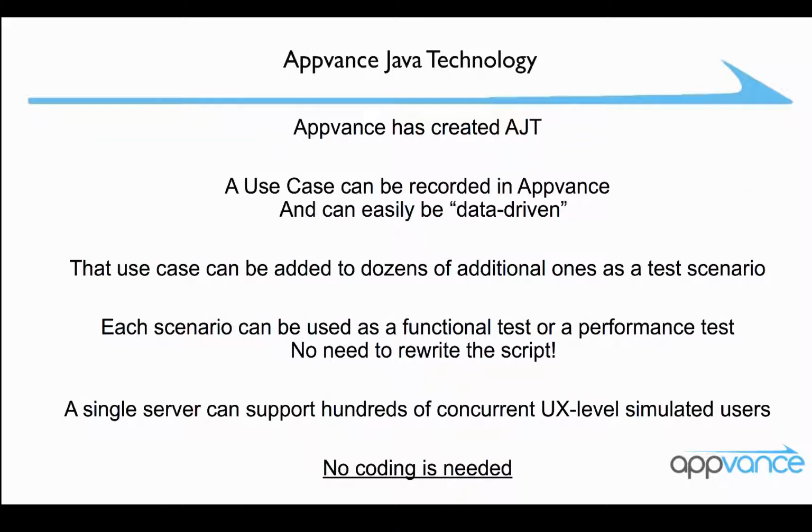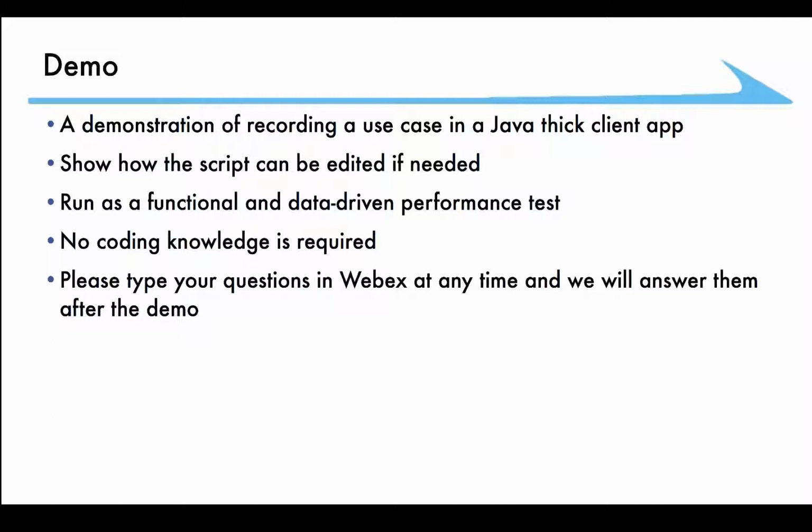So our solution is AJT, Appvance Java Technology, where a business process driven use case can actually be recorded in Appvance. It can easily be data driven, and then true test case scenarios can be created. And I want to highlight, no coding is needed. So in the demo today, we're going to actually record a use case in a Java thick client app. We're going to show how the script can be edited if needed, and we'll run it both as a functional and a data-driven performance test. Again, I want to highlight, no coding knowledge is required.